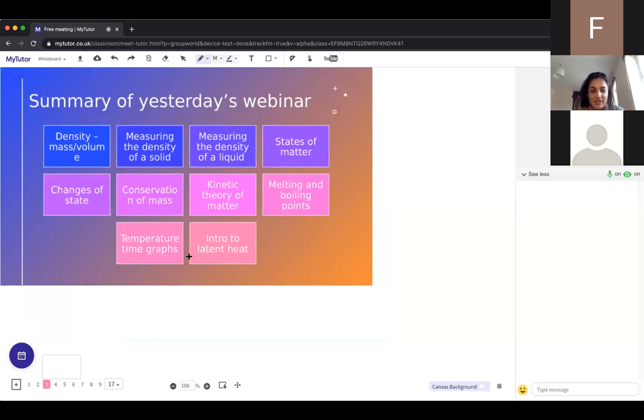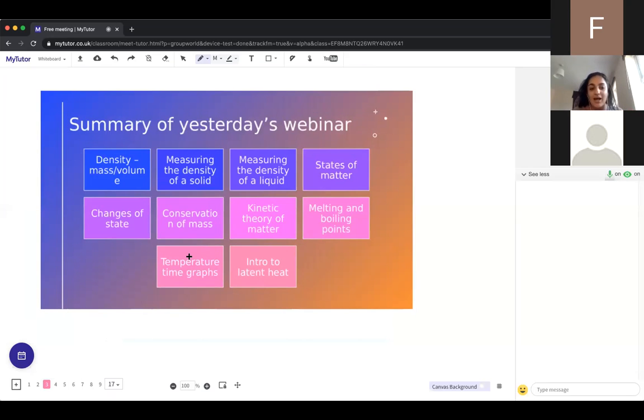Okay, so yesterday's webinar, what did we talk about? So first of all, we looked at density and the equation that governs density, which is mass divided by volume, a nice simple 3-component equation. Then we went on to looking at how we can measure the density of a solid, whether that be regular or irregular, by finding the mass of the solid and the volume of the solid. Then we went on to talk about the measuring of the density of a liquid. So again, measuring the mass of the liquid and the volume of the liquid.